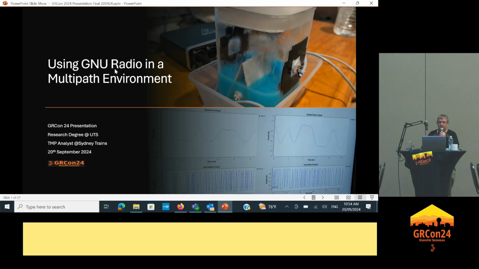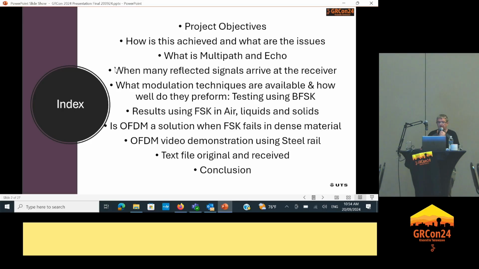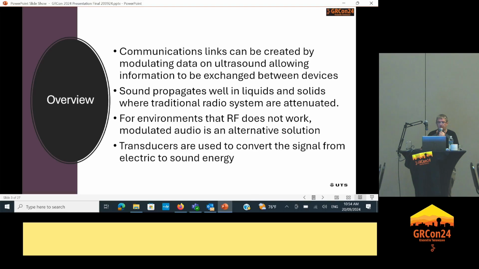So we'll just move on. So just an index basically showing what we're going to be discussing during the presentation. So moving on to an overview.